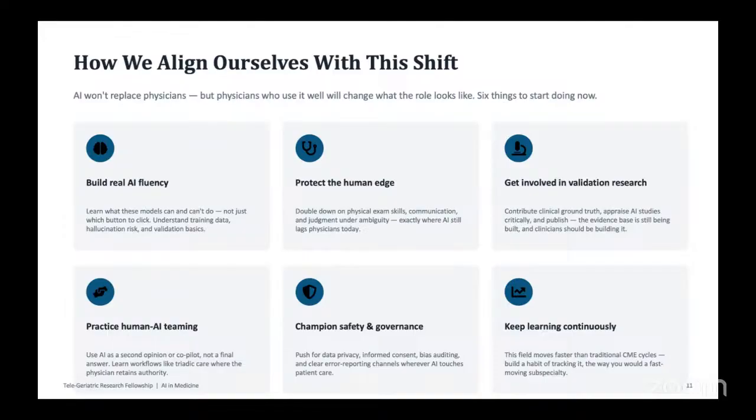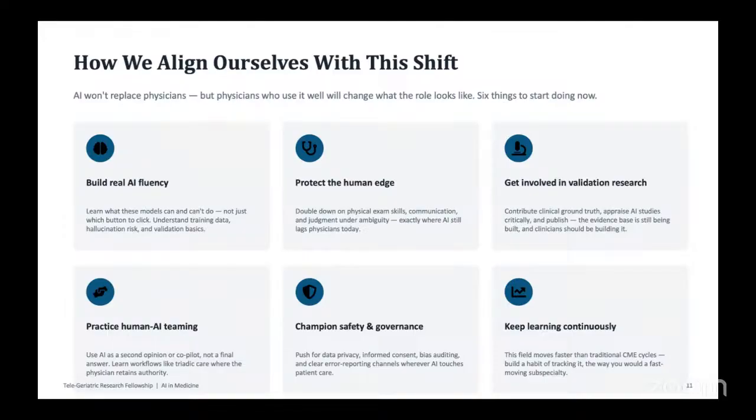Two, protect the human edge. Double down on physical exam skills, communication, and clinical judgment, because that is where we still outperform every system I have shown you today. And that gap is our actual professional value going forward. Three, get involved in validation research. Someone has to build the evidence base for all of this, and clinicians, not engineers alone, are the ones best positioned to do it. Contribute to clinical ground truth.